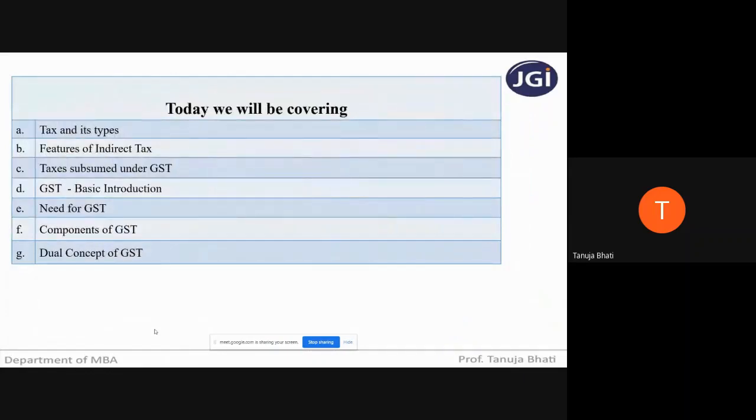In today's lecture, we will be covering what tax is and what the different types of tax are, what the features of indirect tax are, and what taxes are subsumed under GST. When I say subsumed, it is nothing but replaced. So we will see which different taxes have been replaced by GST. Then GST, a basic introduction, need for GST, components of GST, and the dual concept of GST. So these are the things that we'll be covering today.